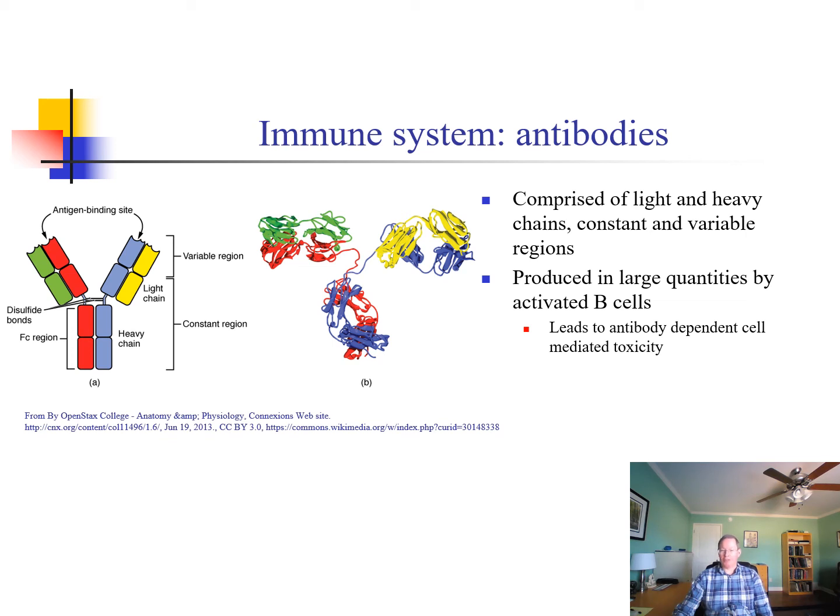But suffice it to say for this, that you do form a unique cleft, a unique area that will interact ideally with just one antigen at these antigen binding sites. And then once you've done that, if you have a lot of these antibodies that are produced, that will lead to things like opsonization or cell-mediated toxicity, where you will actually kill that invading pathogen.